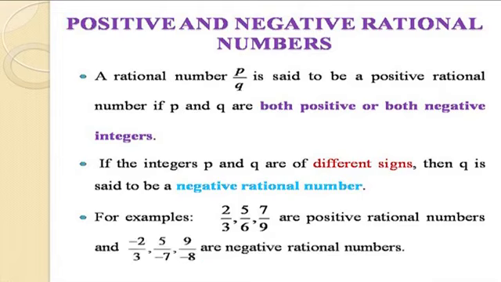And minus 2 by 3, 5 by minus 7, 9 upon minus 8 are all negative rational numbers, because either numerator or denominator, one of the signs is negative. Therefore, minus 2 by 3, 5 by minus 7, 9 by minus 8 are all negative rational numbers.